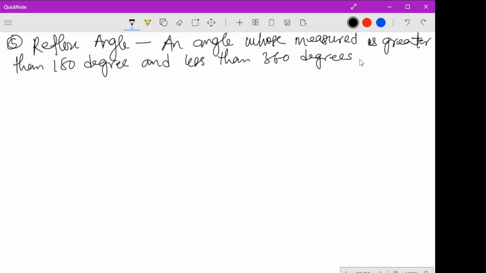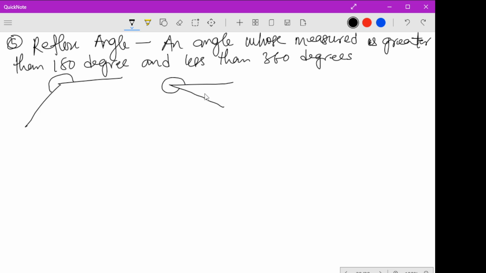So this is what we call a reflex angle. So this is how it is being drawn. So we want to draw a reflex angle. We draw it in two forms. There's another one like this. We draw a reflex like this. This is another one. So this is a reflex angle.